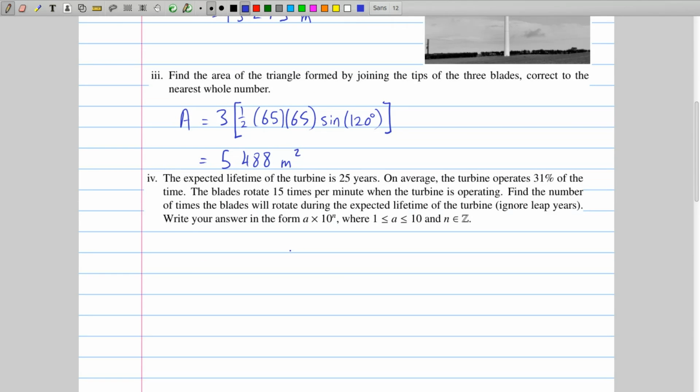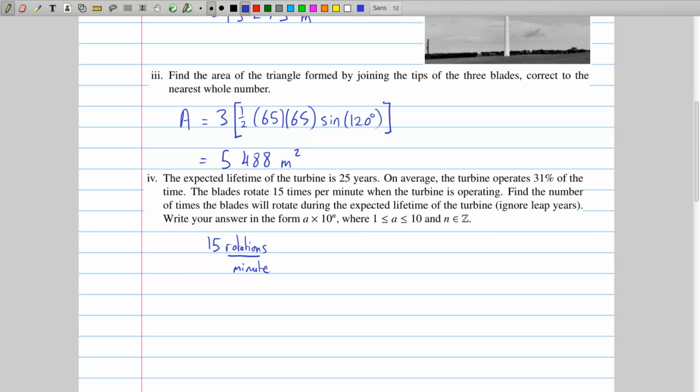The last question in part A tells us the expected lifetime of the turbine is 25 years. The turbine operates 31% of the time, and it tells us how often the blades rotate, 15 times per minute, and we have to find the number of times the blades will rotate during the lifetime of the turbine. And this one requires a little bit of dimensional analysis. So we start with 15 rotations per minute, so rotations per minute.